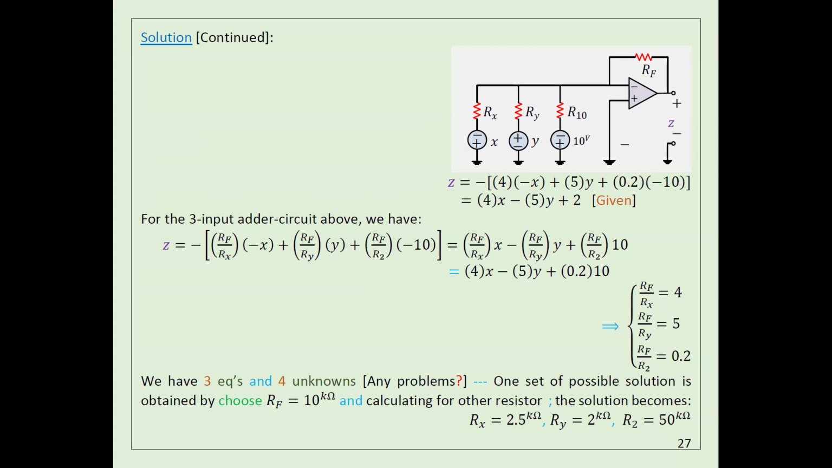This one has an unlimited number of solutions. Someone can select different values and come up with different values here. It's totally fine. As long as the ratio here is 4, the ratio is 5, the ratio is 0.2, it's correct. Any questions?